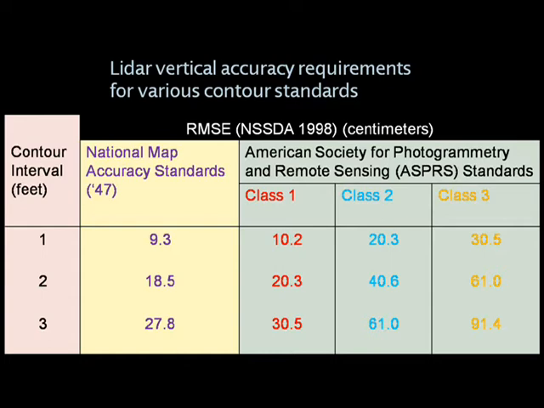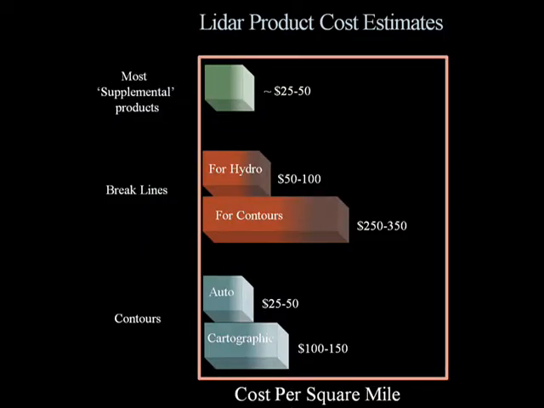This table shows the vertical accuracy requirements for LIDAR data in order to produce 1, 2, and 3 foot contour intervals under several different standards. Average costs for supplemental LIDAR products, such as intensity images and gridded elevation models, range from about $20 to $50 per tile. However, more labor-intensive products, such as contours, can be much more expensive depending on the requirements and applications. For example, the break lines shown in the middle of this chart are generally a necessary precursor to contours and can drive up the cost for those derived contours considerably.